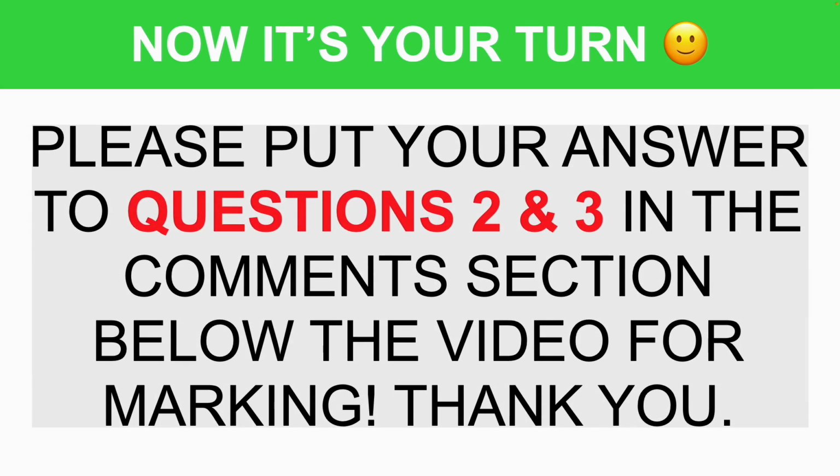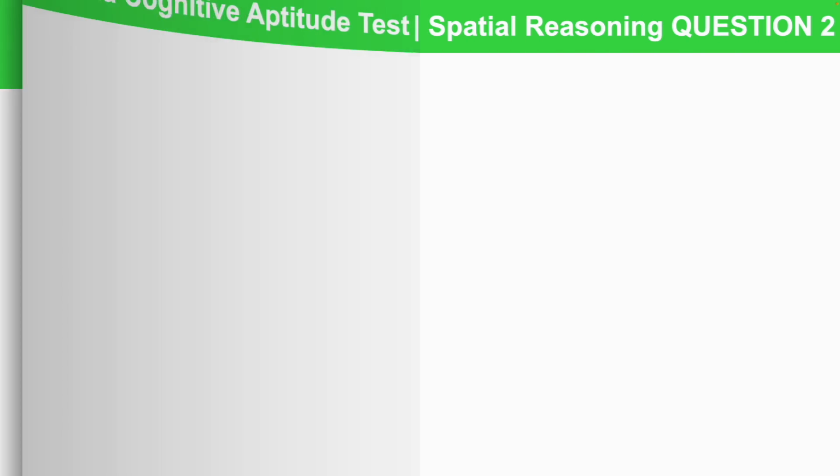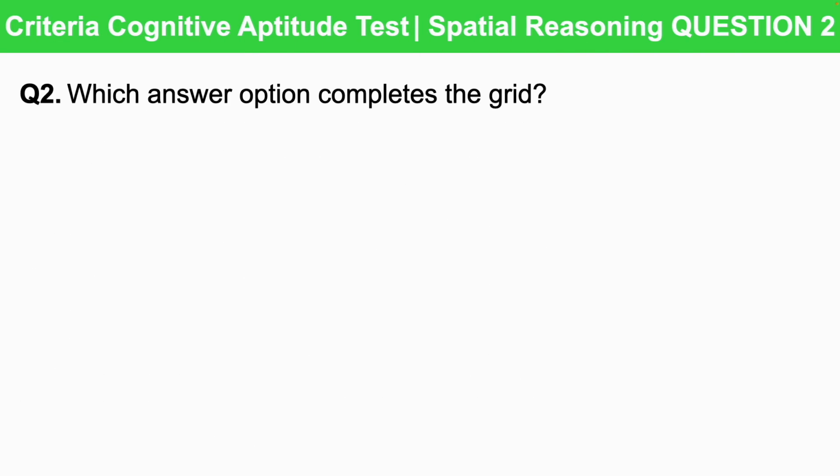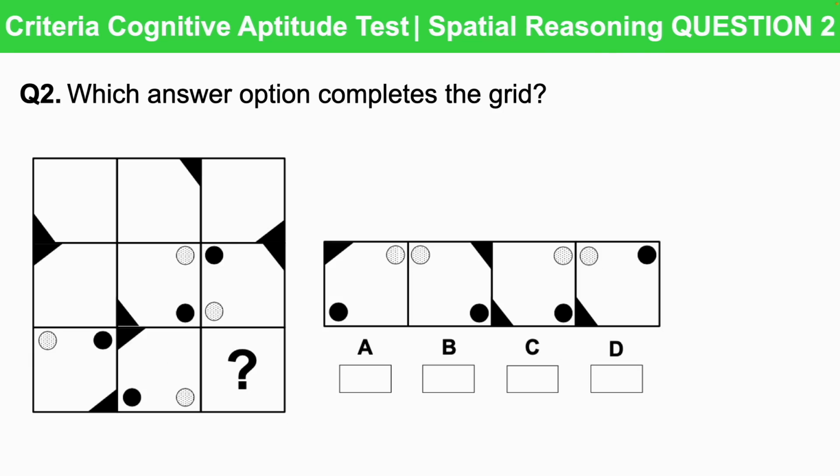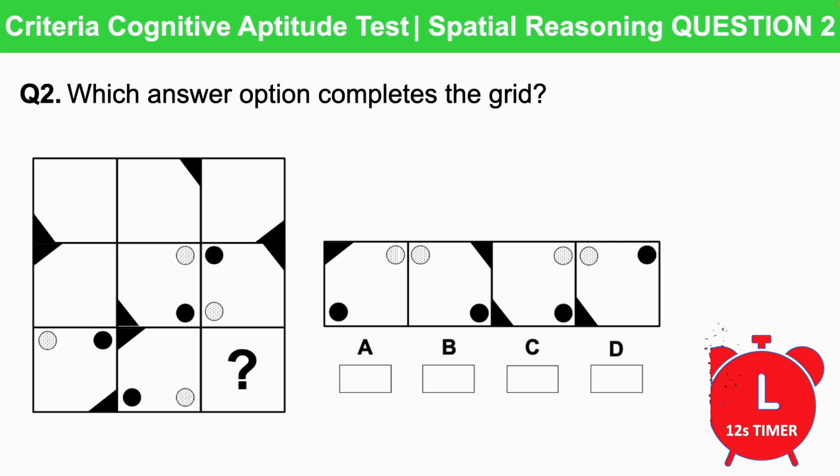Please put your answer to questions 2 and 3 in the comment section below the video for marking. Thank you. Okay, again, you need to work out which answer option completes the grid. Remember to look out for the pattern or sequence. Feel free to pause the video if you need more time. I'd rather you take the time to get the answer right. You can then practice more questions to improve your speed later on. So please put your answer in the comment section below and I will mark the answer for you. Your 12 seconds on the timer starts now.